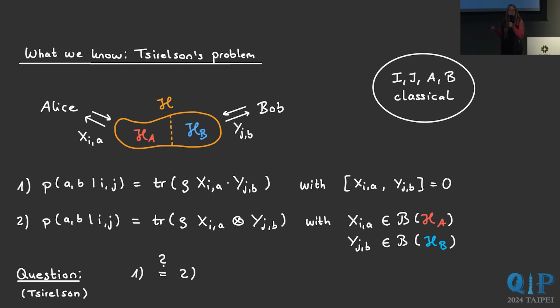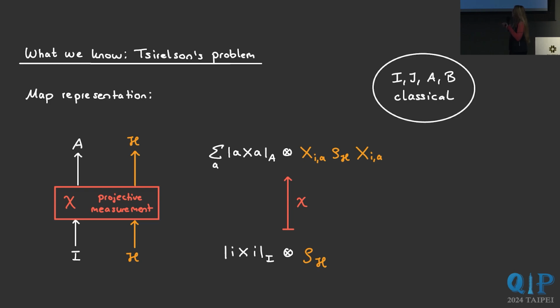The question that Tsirelson then posed is: do these two strategies actually give the same probability distributions? If I describe all the probability distributions with this strategy, do I get the same set of probability distributions with both? We can phrase this description of projective measurements in terms of the maps I showed you before. The CPTP map would take a classical state on the I system, which determines the projective measurement that is applied, take a quantum state, apply the corresponding measurement, and put out the classical output on the A system. This would be the description of what's going on in terms of the maps.